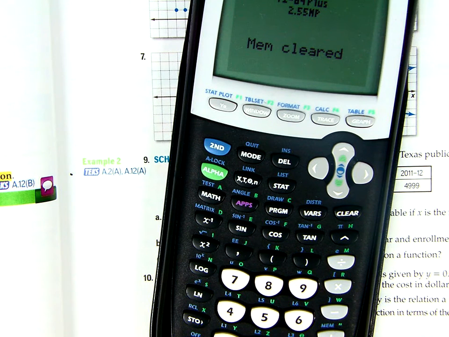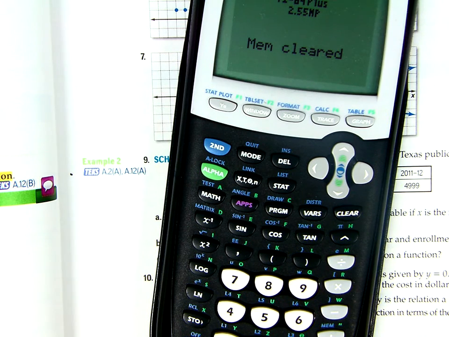Alright, so you want to do that every day when you come in. You want to reset your calculator. This is the fastest way to do it. And if any changes were made first period or any time during the day before, then this will reset everything. It'll clear the memory, reset all the defaults to what they're supposed to be, so it will work nice and neat for us.